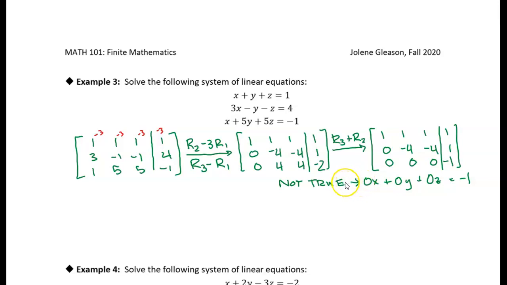That is not true. So we have an inconsistent system of equations, all right? Because this is telling us something that is not true. And so this system has no solution. Okay? That's the key thing. If you're working with your augmented matrix and you get a row that's telling you something that can never be true, then you can just stop right there and you're done, because that system can't have a solution.